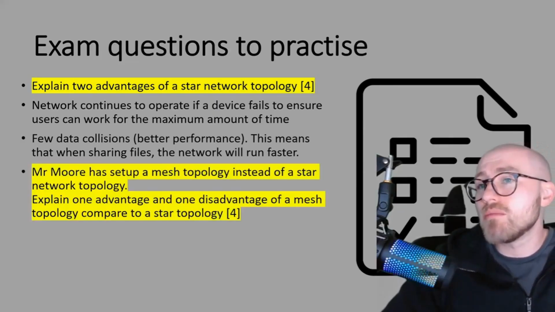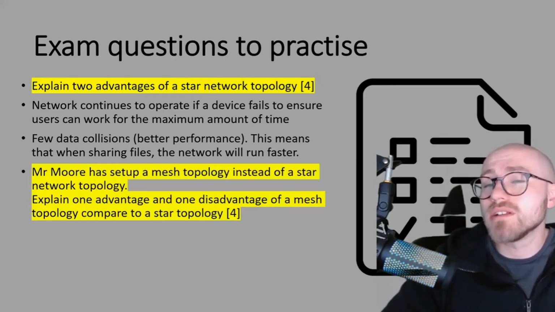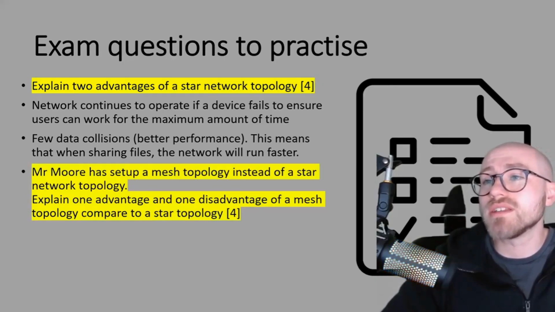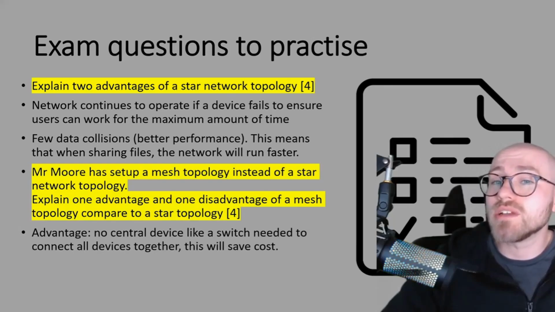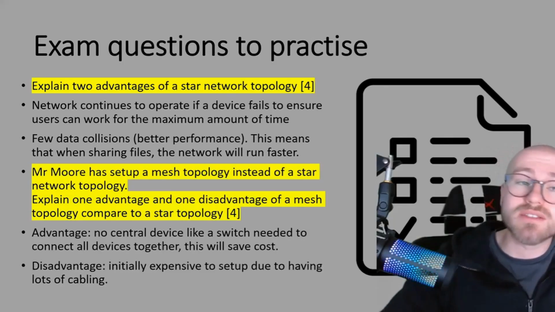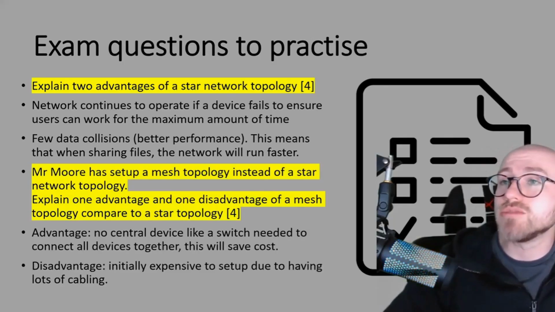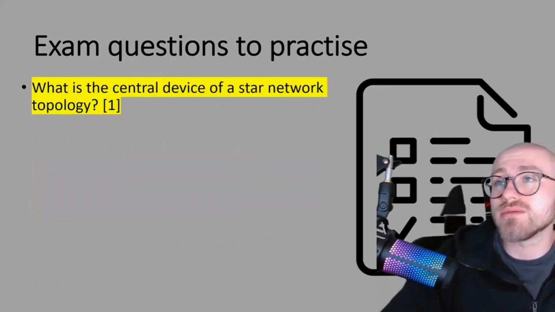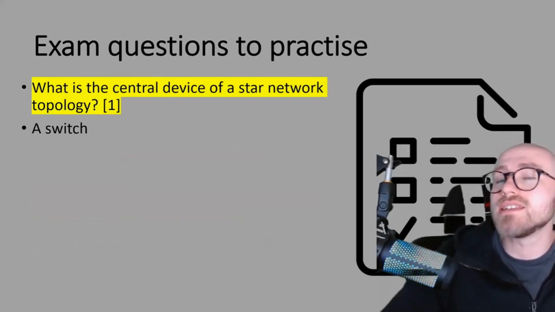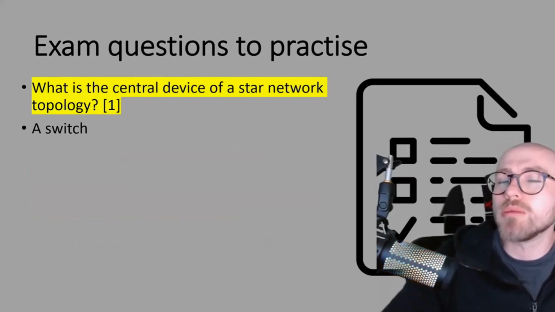So Mr. Moore set up a mesh topology instead of a star network topology. Explain 1 advantage and 1 disadvantage of a mesh topology compared to a star topology. So the advantage, no central device like a switch needed to connect all devices together, which will save cost. And for your disadvantage, initially expensive to set up due to having all of that cabling. And your final question, so what is the central device of a star network topology? The answer is a switch, or if you put hub, it will be accepted as well.